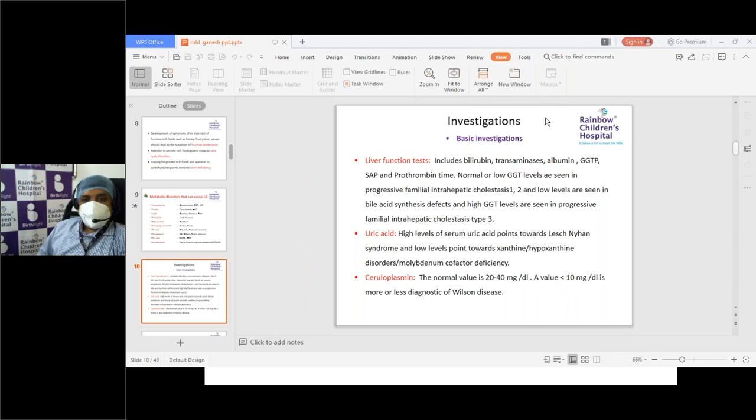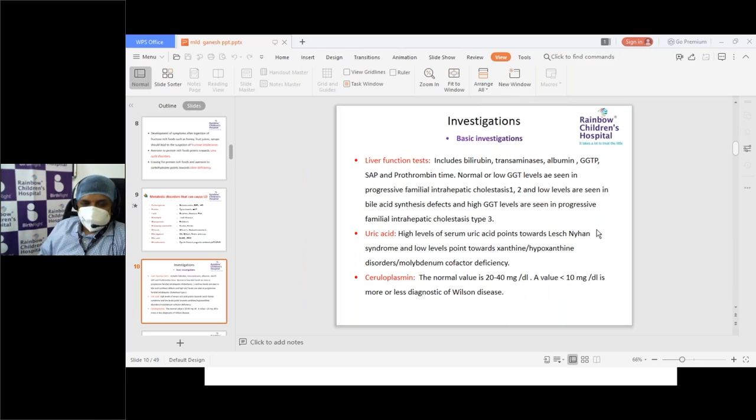For example, a normal or low GGTP level may point towards a diagnosis of PFIC type 1 or type 2, which is progressive familial intrahepatic cholestasis type 1 or type 2, and high GGTP levels may give a clue to the diagnosis of progressive familial intrahepatic cholestasis type 3. So this itself helps us to narrow down our diagnosis to a larger extent.